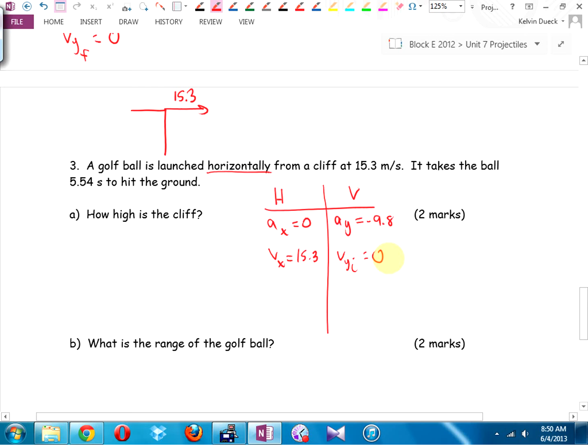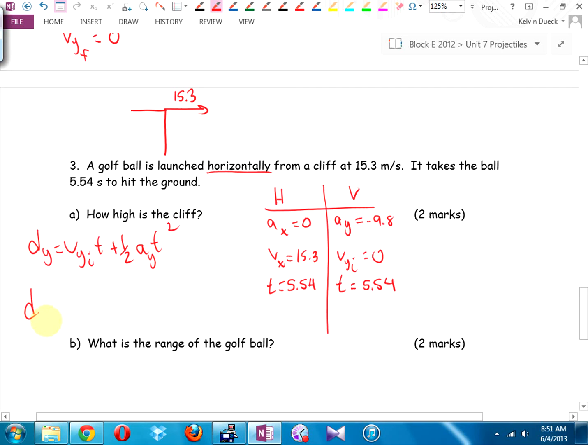I only have two pieces of information. Now, normally we would say, I need a displacement or something. But what else did the question tell me? Time, and that can go in both columns because the time of flight horizontally is the same as the time of flight vertically. Suddenly I've got three things in each column. I can do whatever I want to. How high is the cliff? I can use dy equals vy initial t plus a half ay t squared.